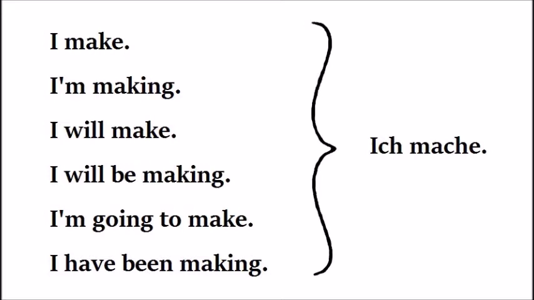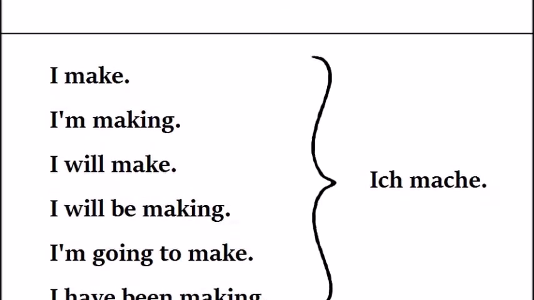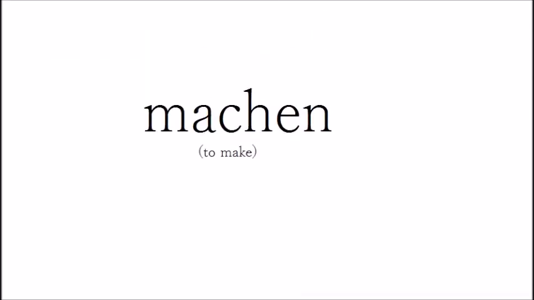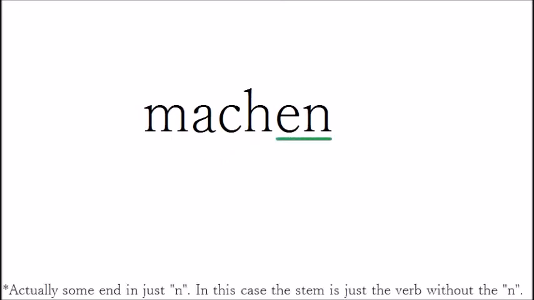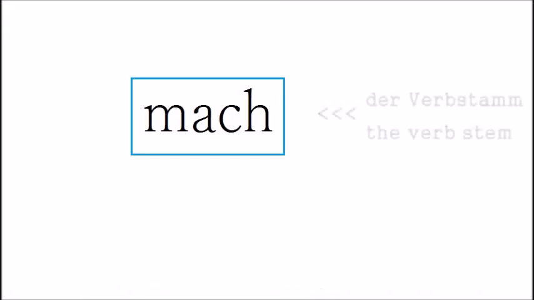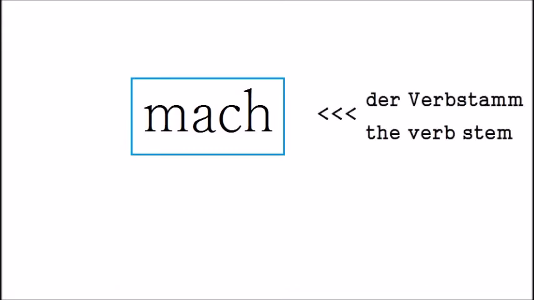Okay, let's look at how to create the grammatical form. To create it, you need to know what the verb stem is. Let's look at the same verb again. Machen, to make. All verbs have this en at the end, and without it you have the so-called stem or Stamm in German. So in case of machen, it would be mach.